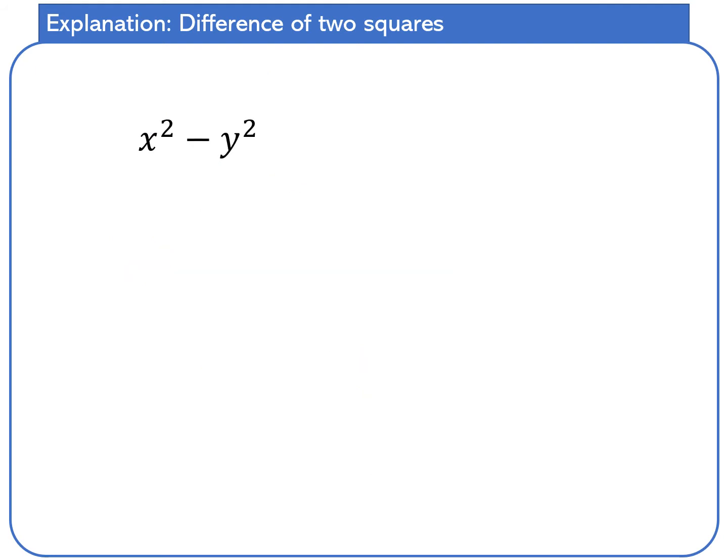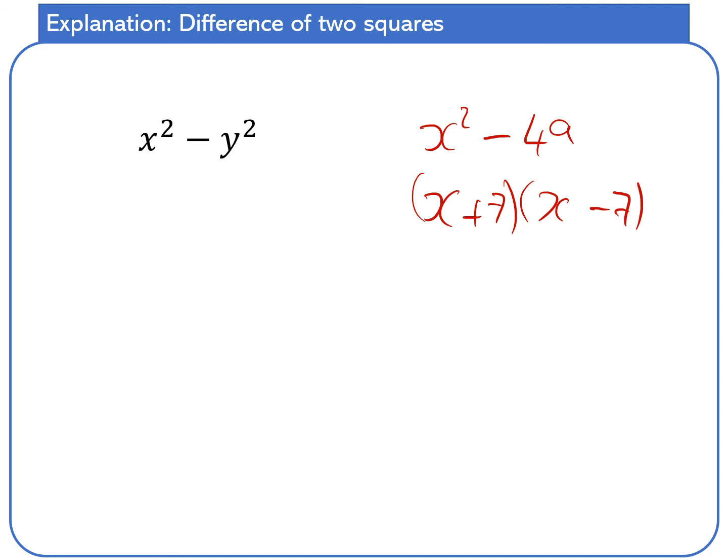So how do I factorize the general difference of two squares? Well, whatever this might be, let's say I've got x squared minus 49. What's the square root of 49? 7. So I've got x plus 7, x minus 7.